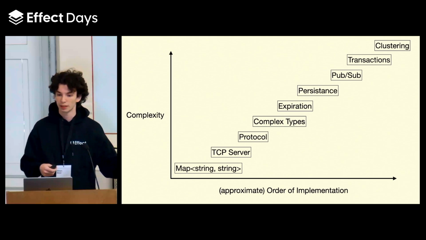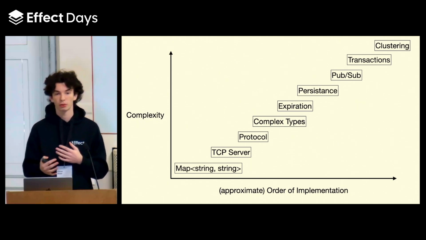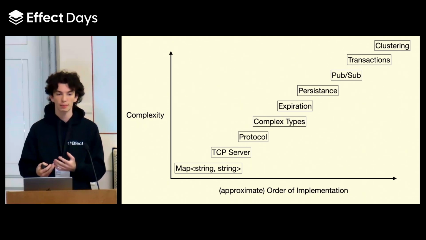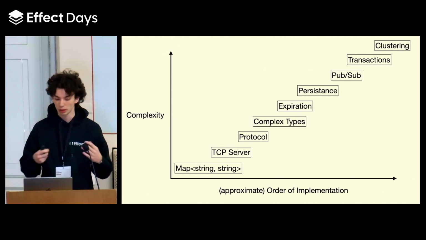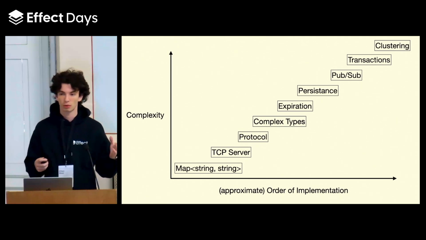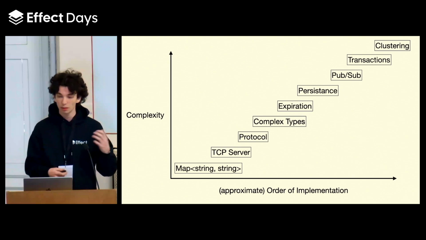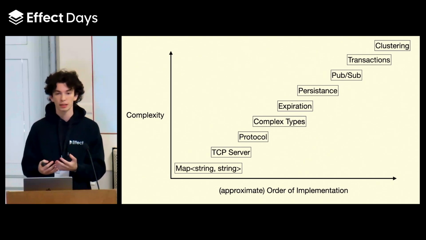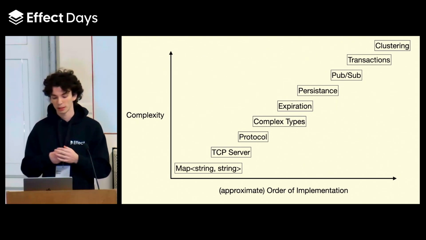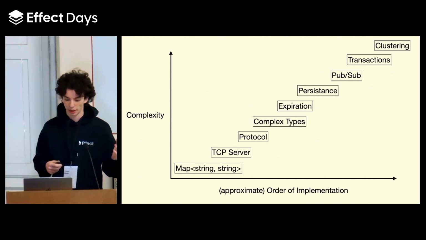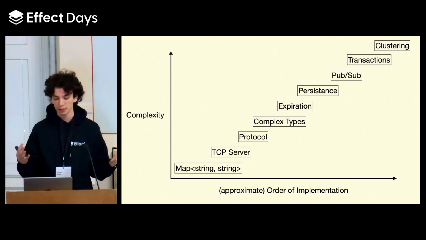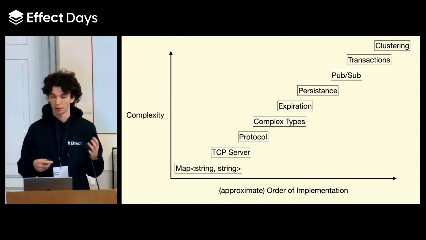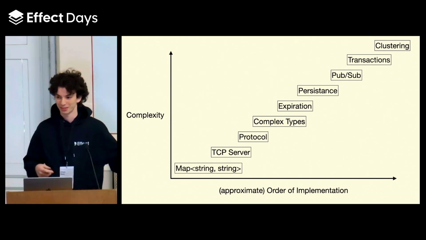Then in Redis, keys can have an expiration. So now you have something asynchronous. There's timing. You might need to do some garbage collection. Persistence, so this involves writing to the file system. PubSub introduces push-based updates, so not just request response. And then transactions, you need to provide isolation and atomicity. And then at the very end, we have clustering, which is obviously very hard. Effect has a whole library for this.